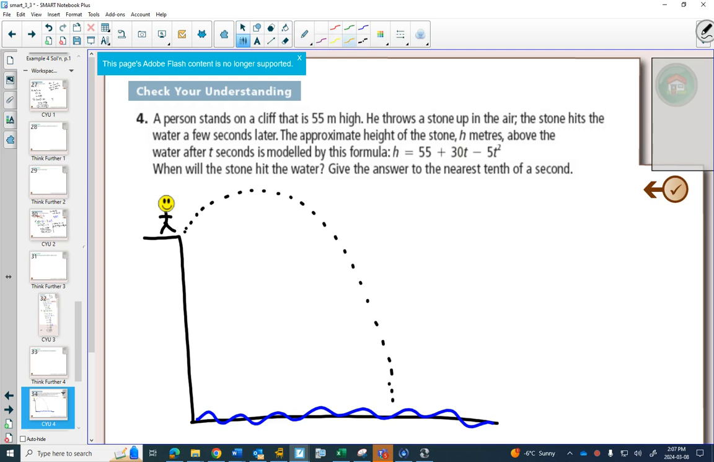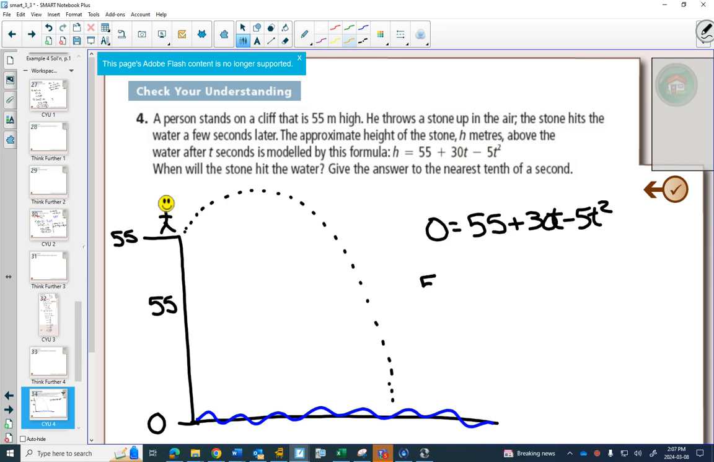And so if this is 55 meters high, this is 0.55 on a graph, this would be 0.0 on the graph. When it hits the water, the height is 0. So when will the stone hit the water? Well, we make the height equal to 0, and we have this equation to solve. And first of all, I might move the 5t squared and the 30t to the left side.